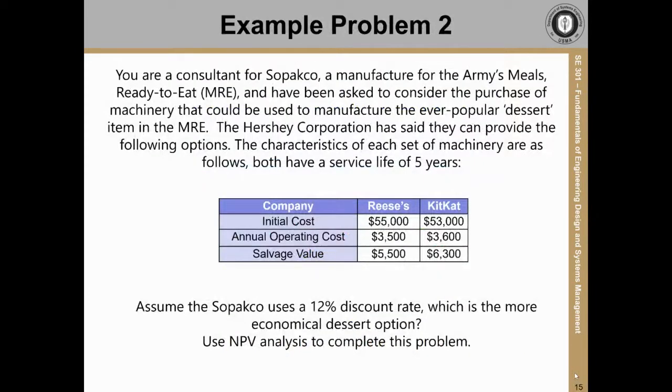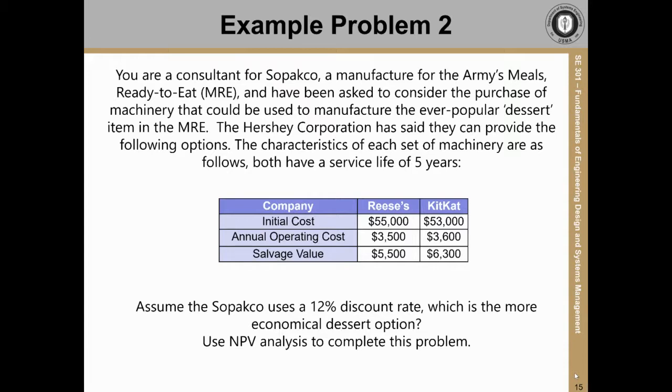It's easier to work through an example for net present value and to help discuss it. So here's an example problem. Suppose you're looking at a manufacturer for the Army's MREs and have been asked to consider the purchase of machinery that could be used to manufacture the ever-popular dessert item in the MRE. The Hershey Corporation has said they can provide the following options. The characteristics of each set of machinery are as follows.